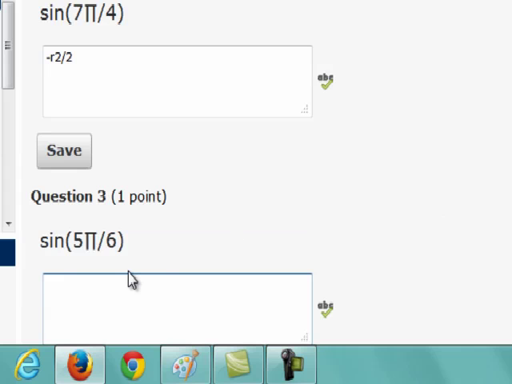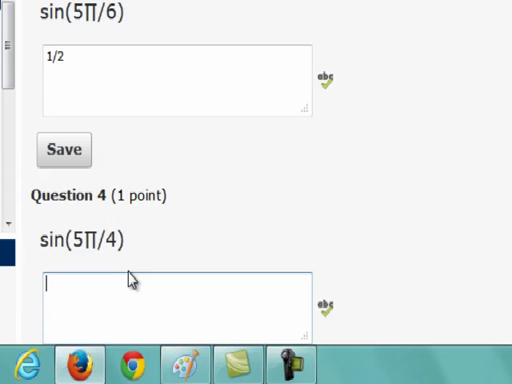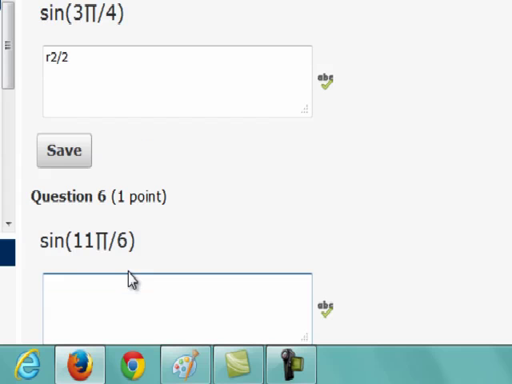Again, 6 in the denominator, so plus or minus a half. And 5/6 is smaller than 1, so it's in the top half of the circle. Tab, tab, tab. Okay, so root 2 over 2, 5/4 is bigger than 1, so negative root 2 over 2. Tab, tab, tab. Oh, I'm getting a lot of these. 3/4 is smaller than 1, so top half of the circle, root 2 over 2. Tab, tab, tab. Wow, 11 pi over 6, so it's plus or minus a half. 11/6 is bigger than 1, so negative 1/2.